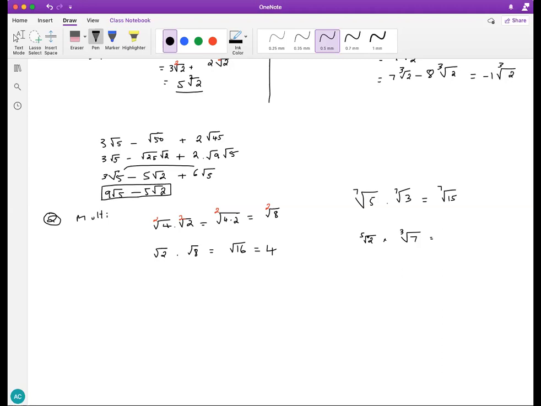You try to simplify both if possible. A number that multiplies 5 times to 2 or 3 times to 7. If you can find those, then multiply them. But this one can't multiply. Again, the index is different, can't multiply.